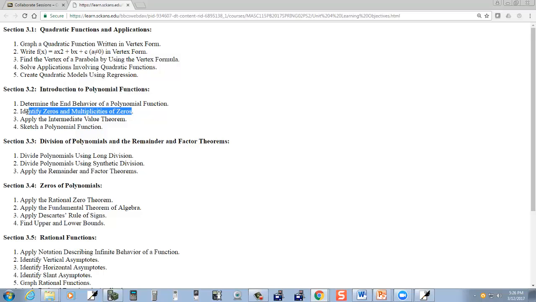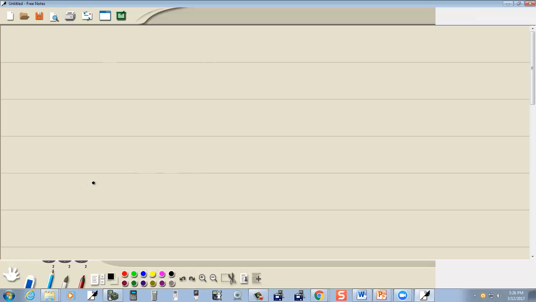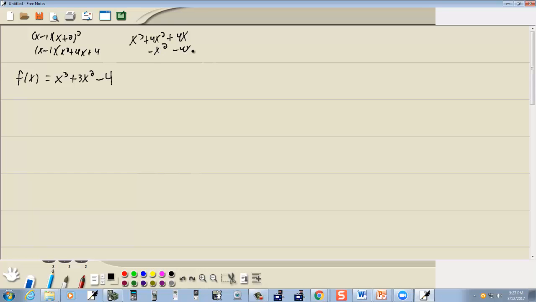Now identify zeros and multiplicity of zeros. And this goes right along with sketching a polynomial function. Let's say I had this right here. Let's see what that gives us. x minus 1 times x squared plus 4x plus 4. So we got a polynomial. That's x to the third plus 4x squared plus 4x minus x squared minus 4x minus 4. Okay, I guess it is.